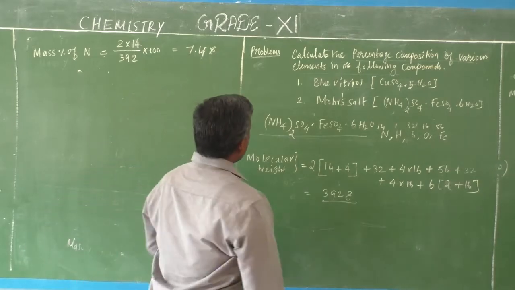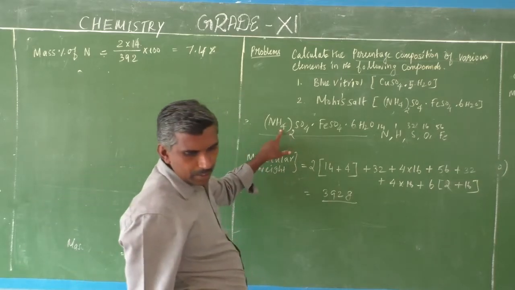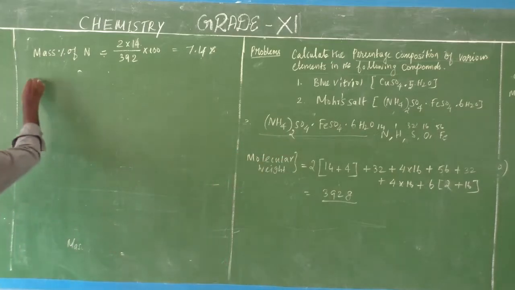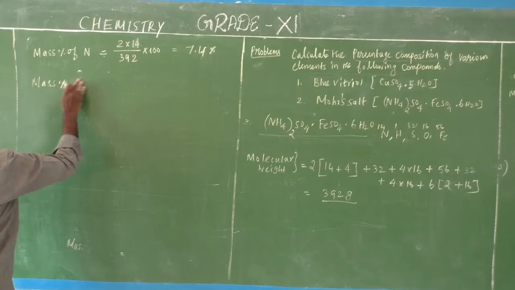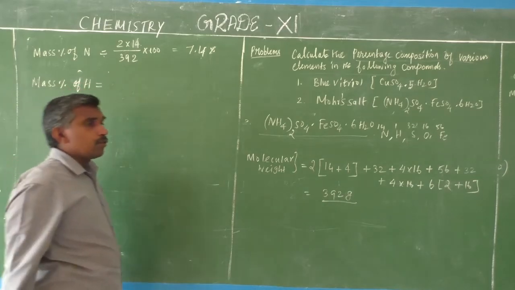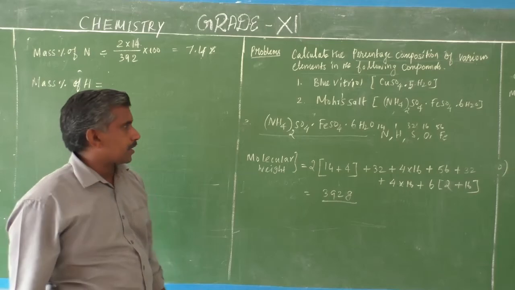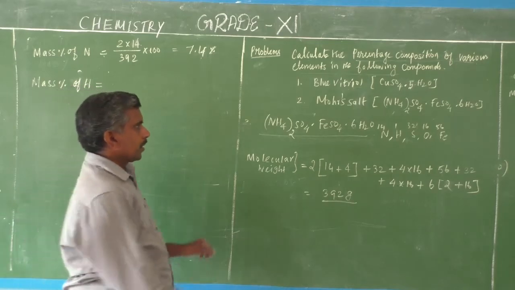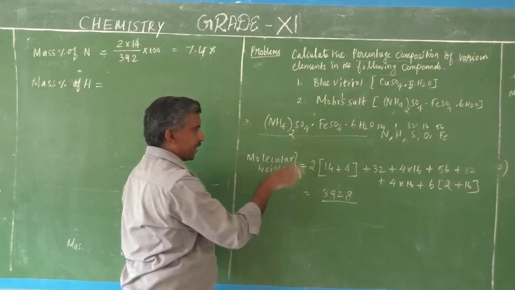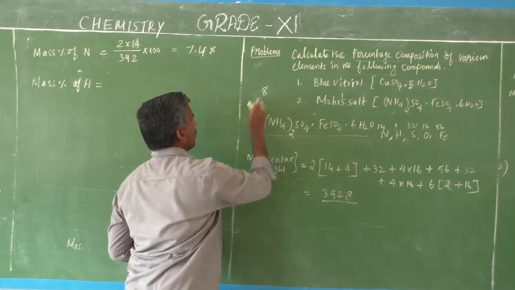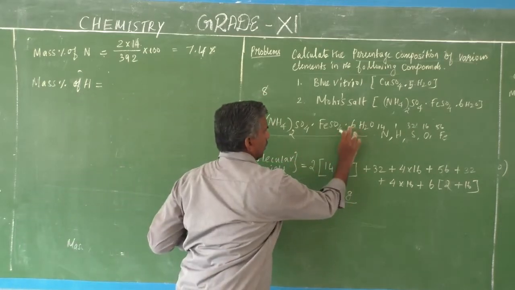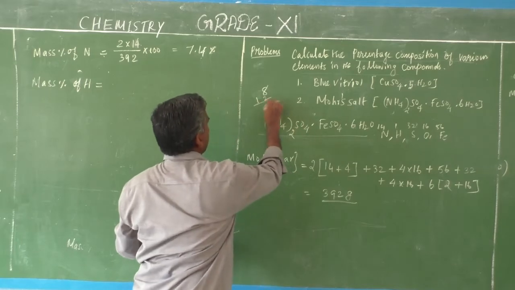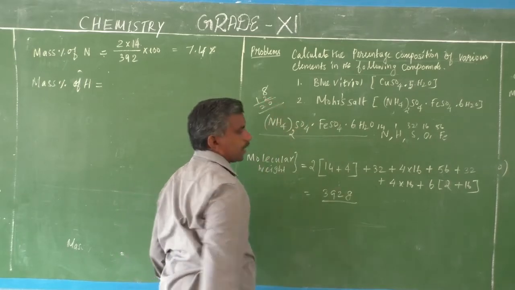Next, mass percentage of hydrogen. Here you find how many hydrogen atoms are present. How many hydrogen atoms? Here 2 into 4, 8 atoms are present. Here 6 into 2, 12. 8 plus 12 is 20 hydrogen atoms present.